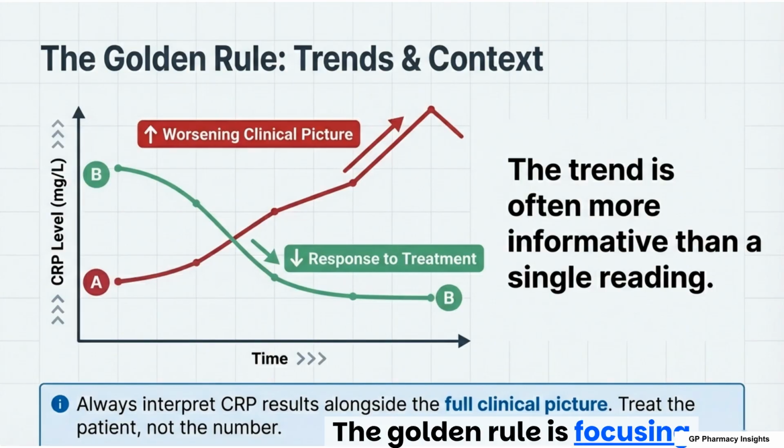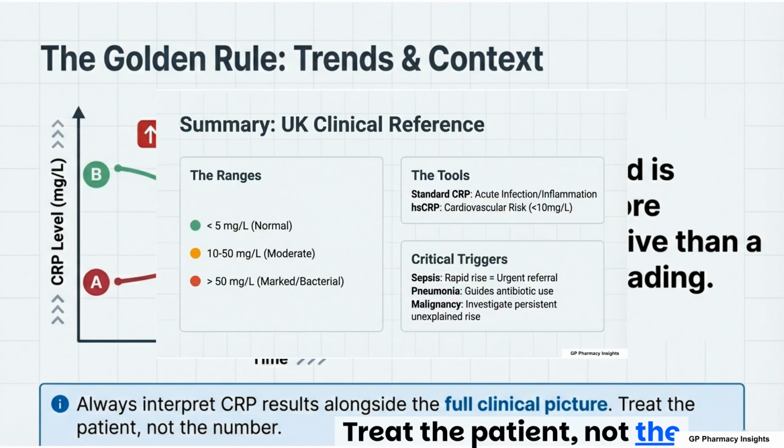The golden rule is focusing on trends and context. The trend is often more informative than a single reading, indicating worsening or response to treatment. Always interpret results alongside the full clinical picture. Treat the patient, not the number.